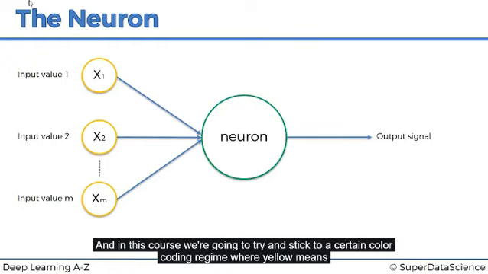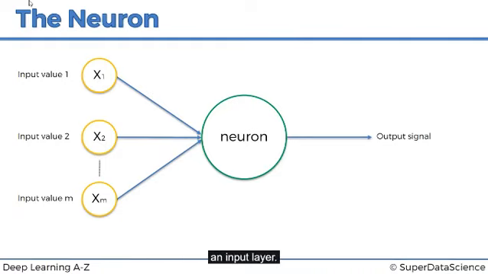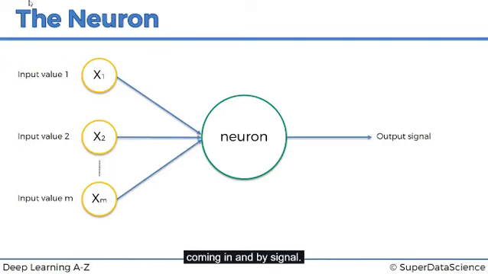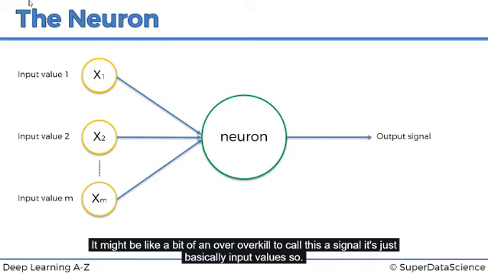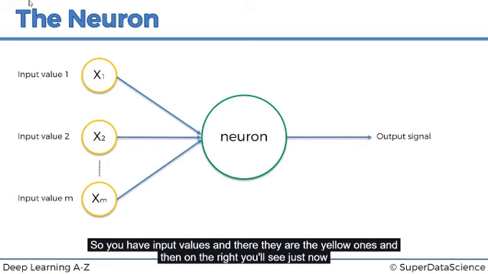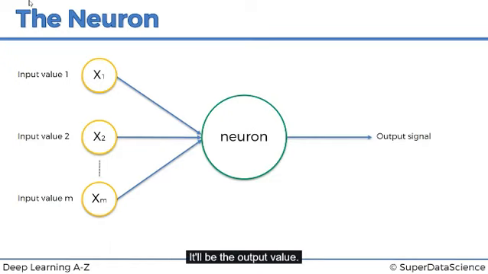And in this course, we're going to try and stick to a certain color coding regime where yellow means an input layer. So basically, all of the neurons that are on the outer layer, or at the front where the signal is coming in. And by signal, it might be a bit of an overkill to call this a signal. It's just basically input values. So you know how even in a simple linear regression, you have input values and then you have a predicted value. Same thing here. So you have input values, and there they are, the yellow ones. And then on the right, you'll see just now, it'll be red. It'll be the output value.